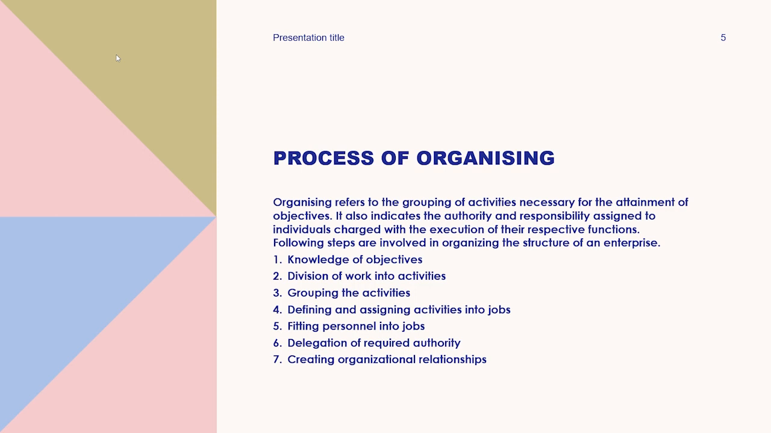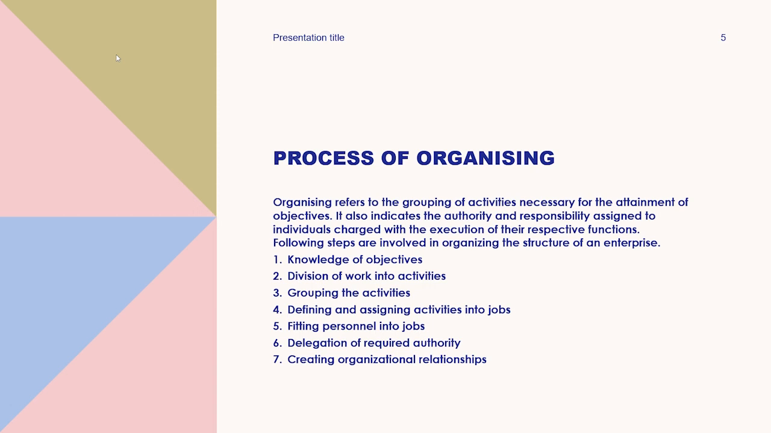Second step, division of work into activities. After laying down the objectives, the manager must identify the total work involved in achieving them. The total work to be performed should be divided into component activities. For instance, the total work of a manufacturing enterprise may be divided into production, finance, personnel, then marketing, etc.